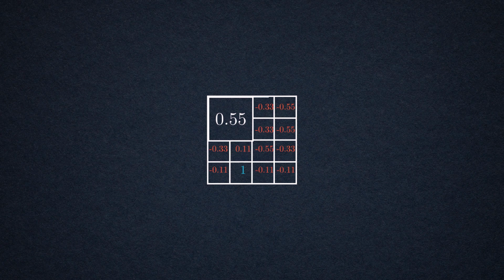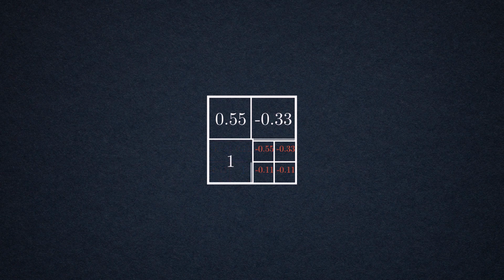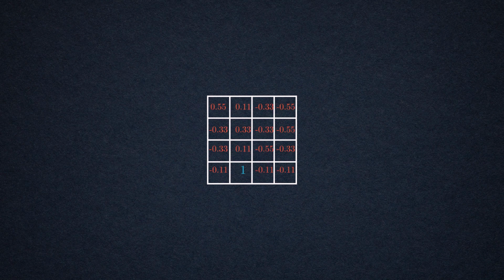Next, this will be minus 0.33. Next will be 1 and next will be minus 0.11. This is called max pooling. You can also take the average of these numbers instead of the maximum. Now that we know about feature extraction, padding, pooling, let us move to the next section.